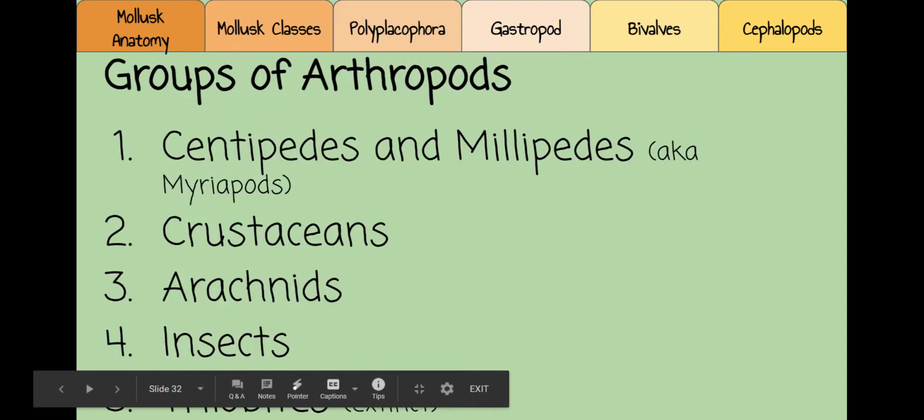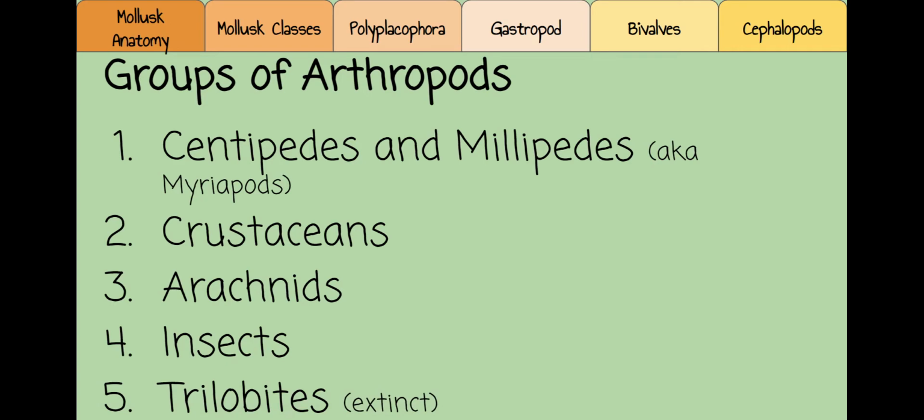The groups of arthropods. Number 1 is centipedes and millipedes. Number 2 is crustaceans. Number 3, arachnids. Number 4, insects. And number 5 is called a trilobite, although they have gone extinct.